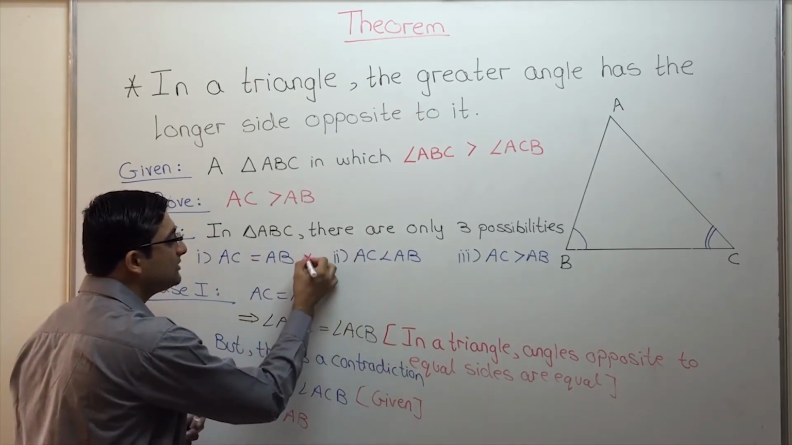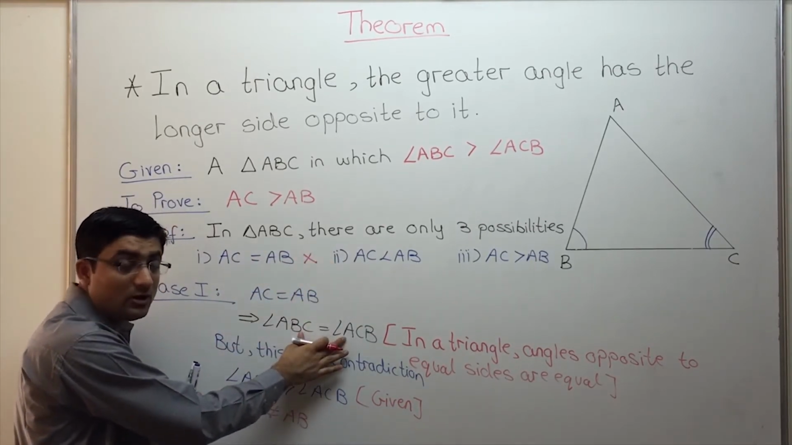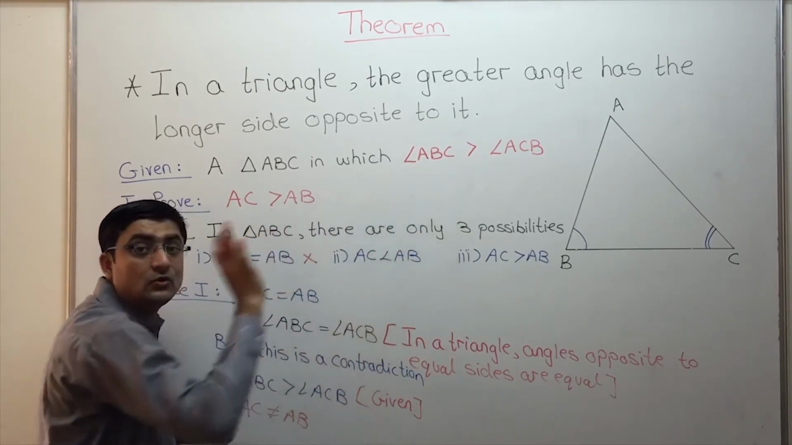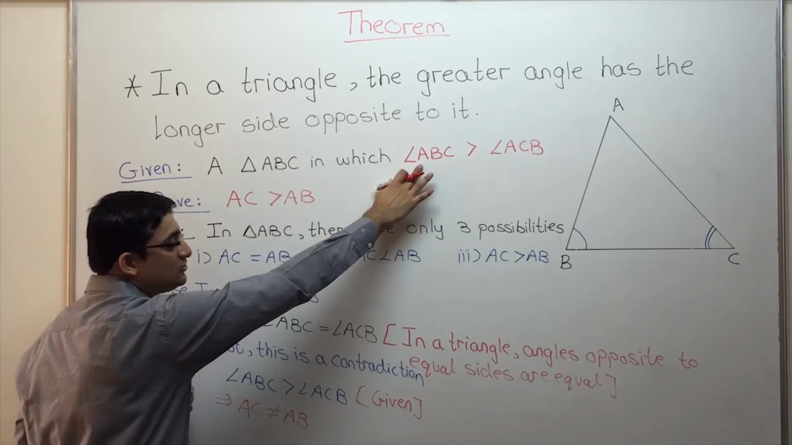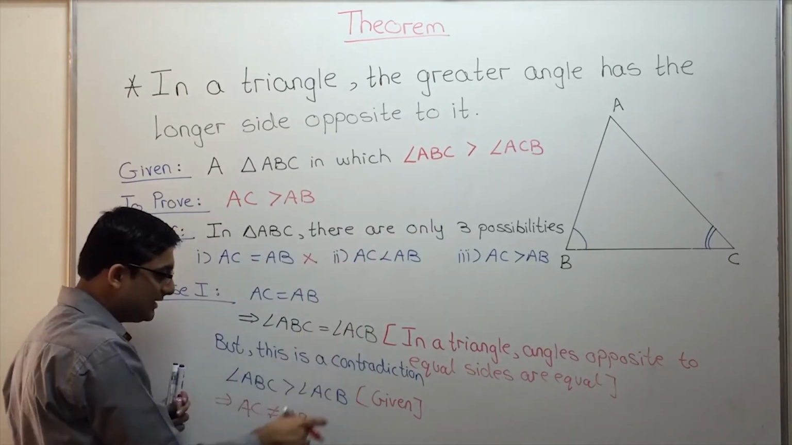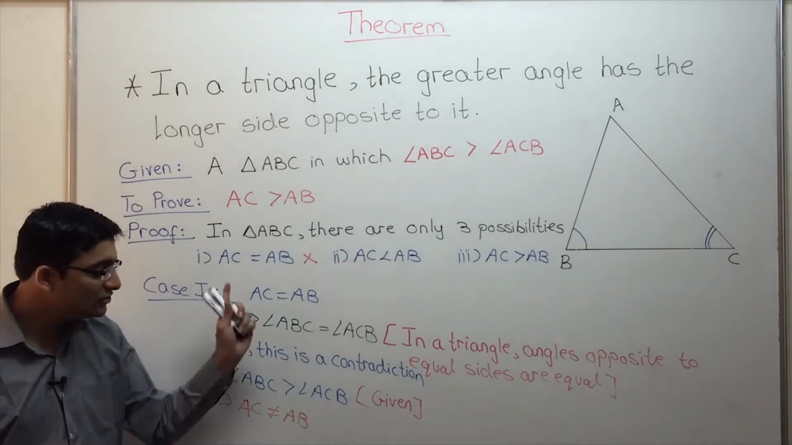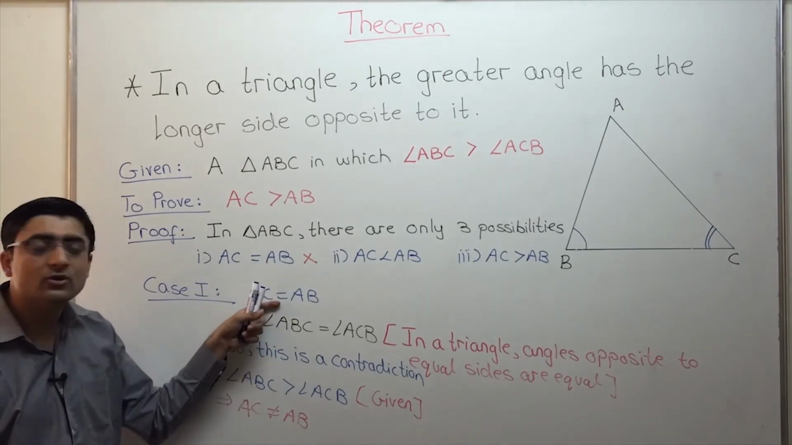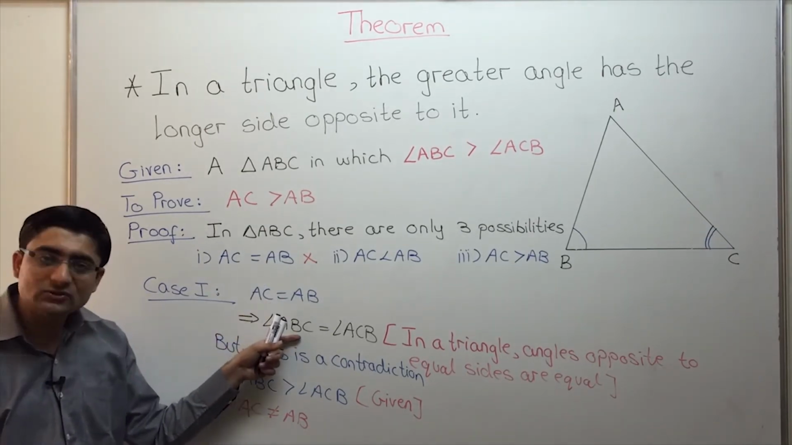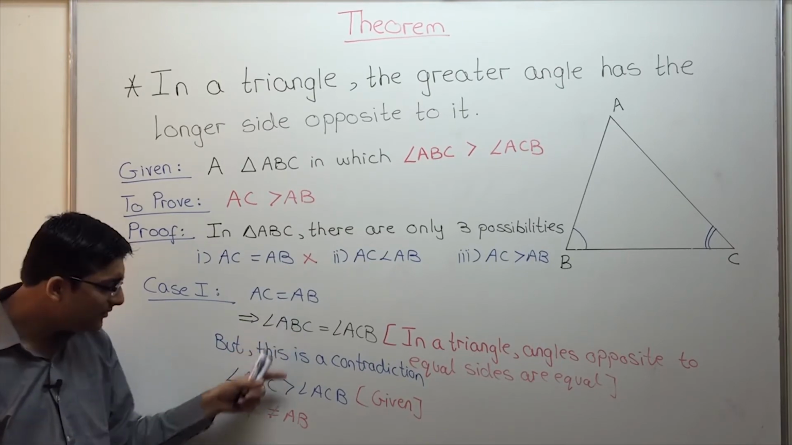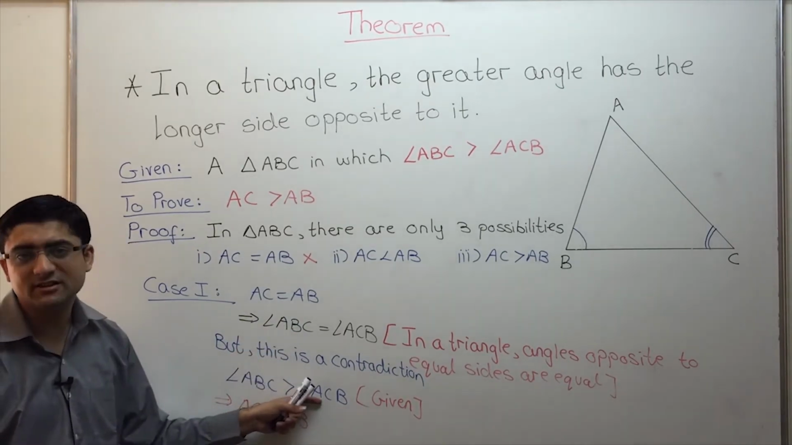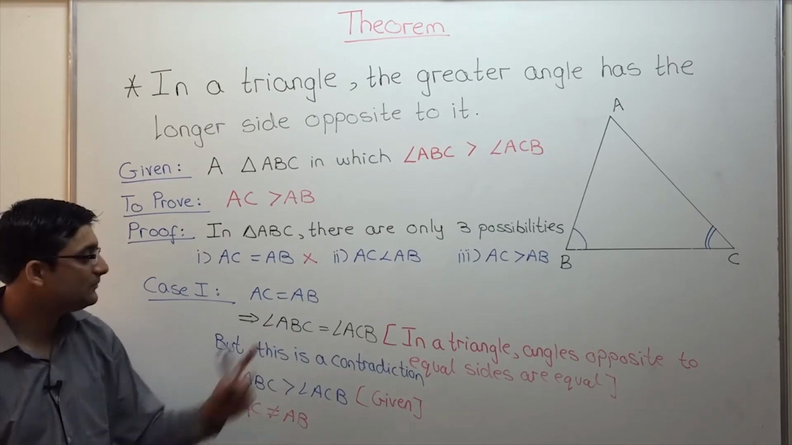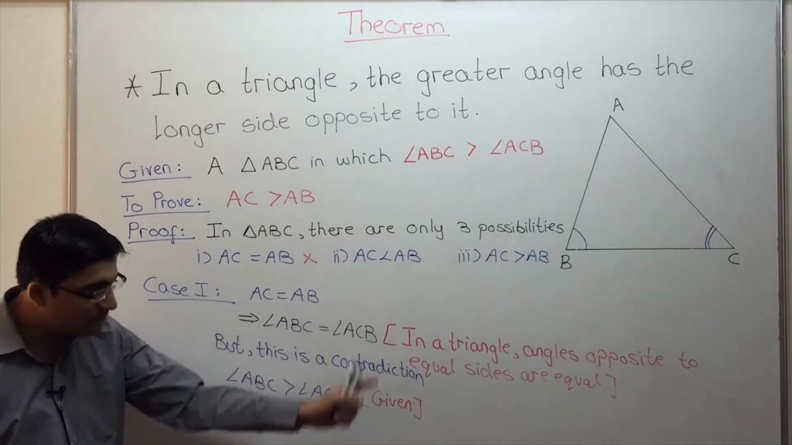Why? Because if AC is equal to AB, the two angles will be equal. But we are given this angle is bigger than this, right? So whatever is given to you, that is true. So this cannot happen, right? Hence case 1 is false. So this is how we show a case is wrong. I repeat once again. If you take AC equal to AB, the two angles will be equal. But this cannot happen. Why? Because we are given angle ABC is greater than this. So this is not a possibility. That means case 1 is not true. So case 1 is a cross. Now let me rub this off.